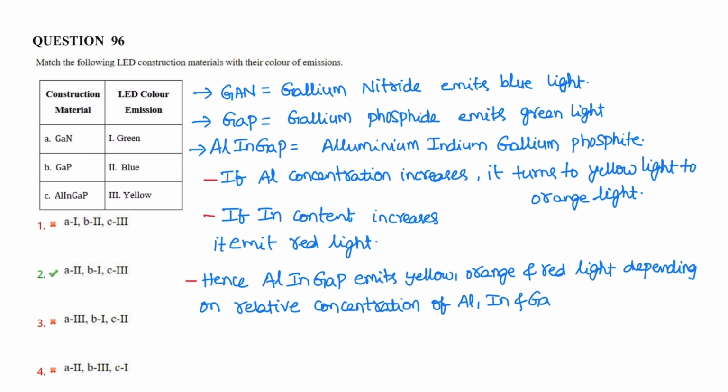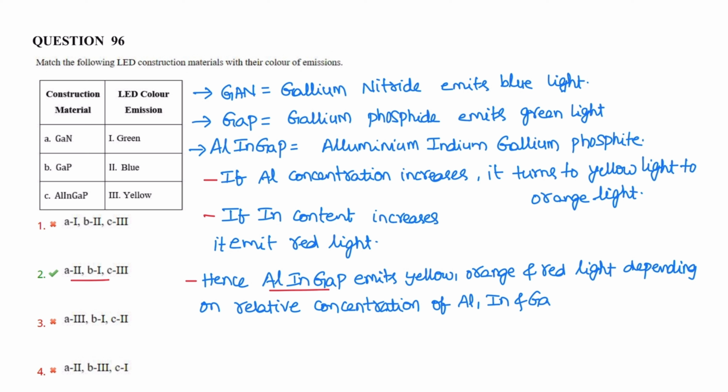Gallium nitride, GaN, emits blue light. Gallium phosphide emits green light. Aluminum indium gallium phosphide: if aluminum concentration increases, it turns yellow light into orange light. If indium content increases, it emits red light. Hence aluminum indium gallium phosphide emits yellow, orange, and red light depending upon the relative concentration of aluminum, indium, and gallium. So option 2 is the correct one.